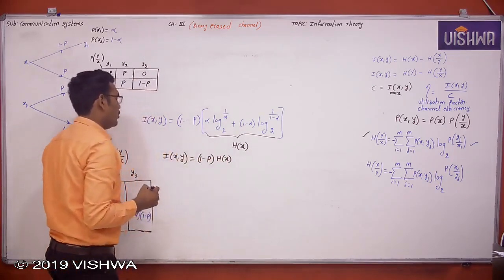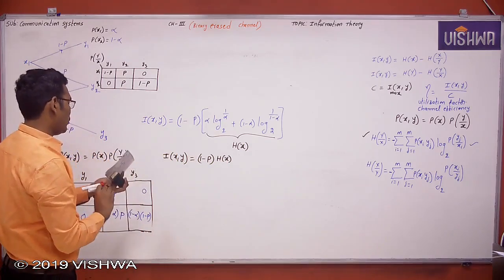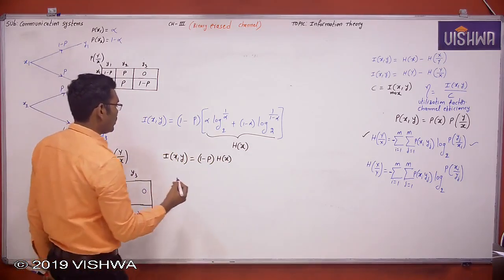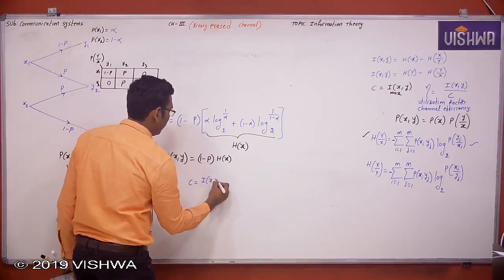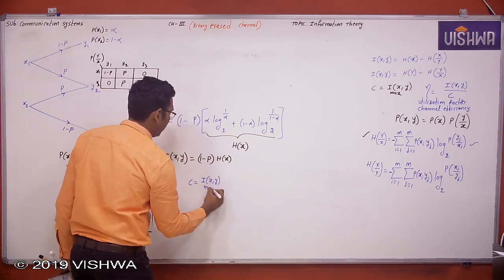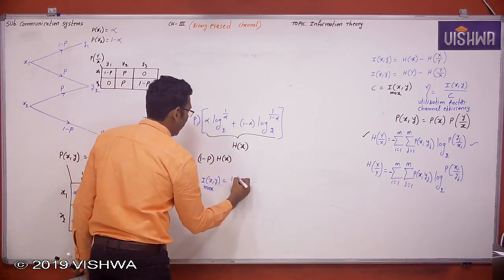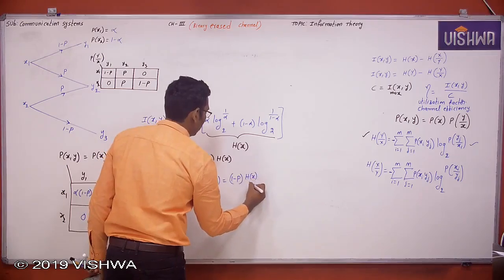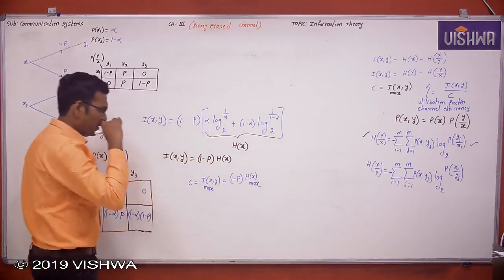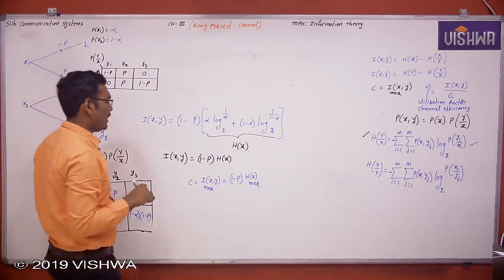This is the mutual information. Then the maximum mutual information is called channel capacity. I of x comma y maximum, the maximum mutual information, is nothing but 1 minus p into h of x maximum.